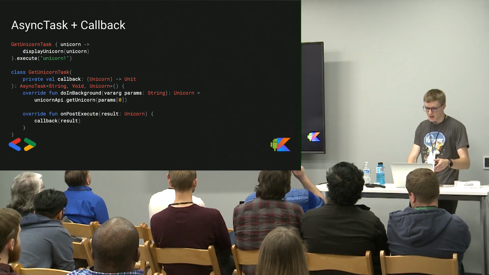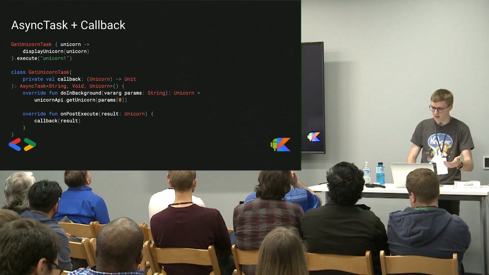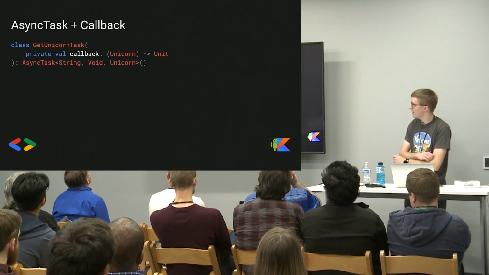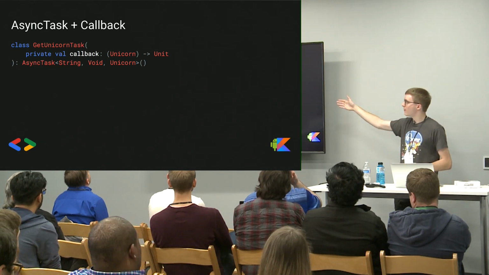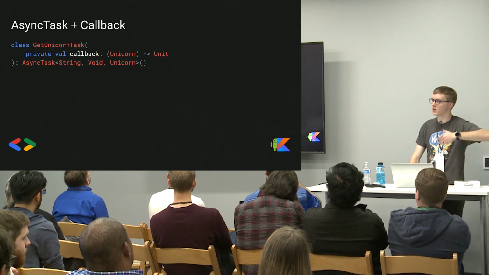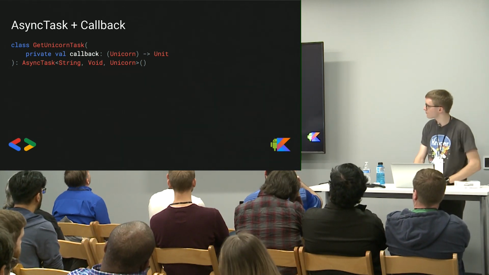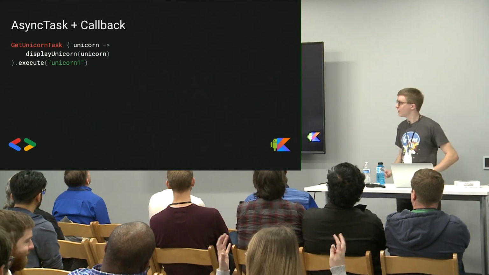So you can see I made not too many changes, and now we can do that callback. Let's break that down a little bit. When I define the unicorn task, I now take in my callback lambda, which is going to allow me to pass a unicorn to the calling site of the async task. And then you can see at the call site, we pass in the lambda.